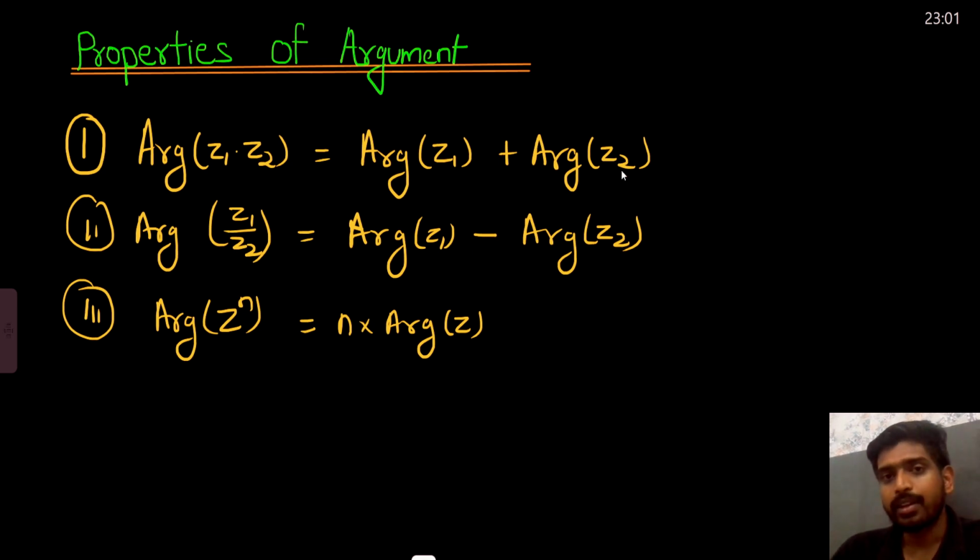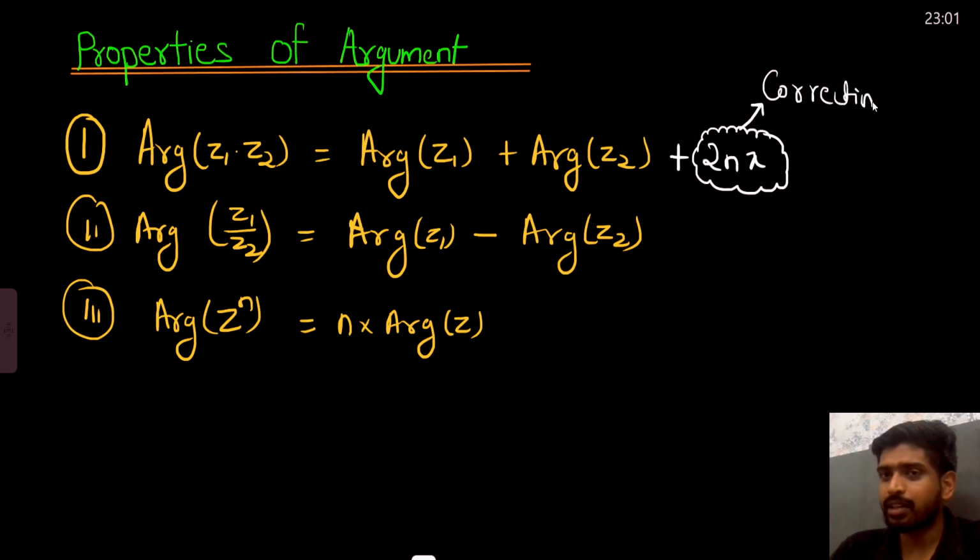Here one more term will come. Here we write plus 2n pi also. What is this 2n pi? This 2n pi is also known as correction factor. What is it used for?